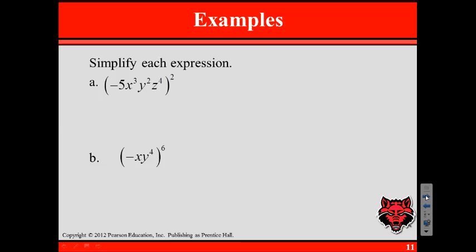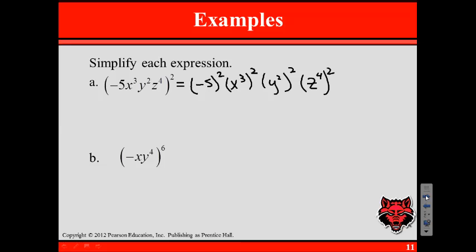Let's try a few more examples using the power of a product rule. Here we have -5 x cubed y squared z to the 4th, all raised to the second power. Remember, we can take that exponent and apply it to each factor individually. And if we do, it looks like this. I'm going to keep my -5 in parentheses. If I don't, then we will lose a negative somewhere, and our sign in the answer will differ from the correct answer. So we have -5 squared, x cubed squared, y squared squared, and z to the 4th squared.